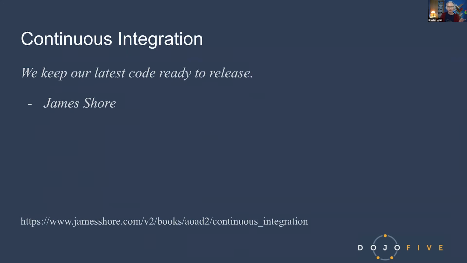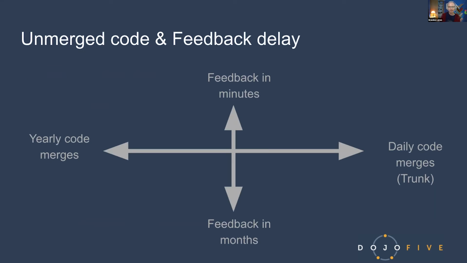So continuous integration, there's lots of different definitions for it. I like this one. We kind of already talked about this, but we keep our latest code ready to release. That means two things for me. One is that the work being done by an individual developer is getting merged with everybody else's work in trunk or main, whatever it is, in one branch. The more you're doing that on a daily basis, the more continuous integration you're doing.